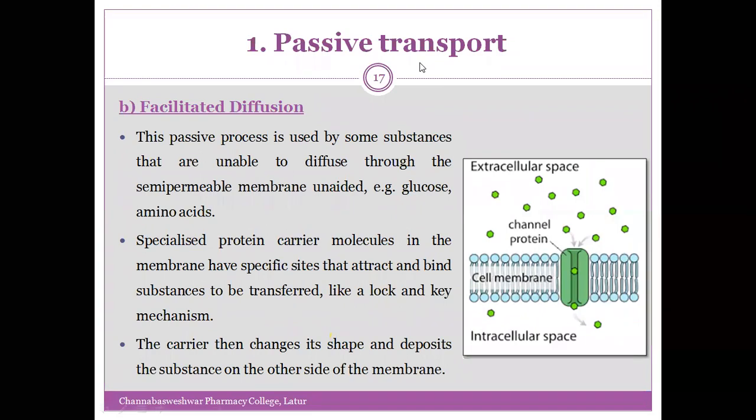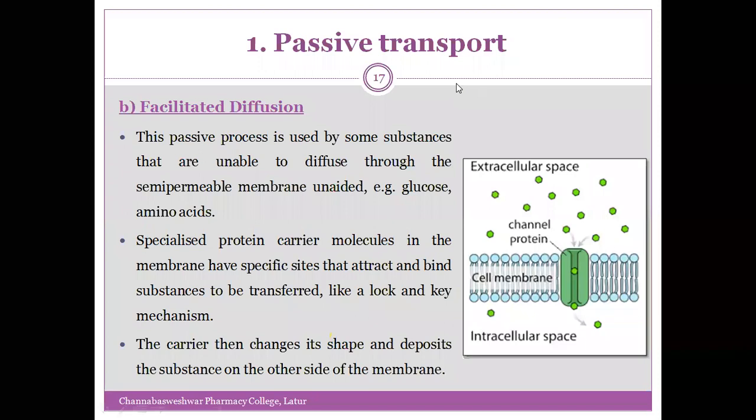Again, the substances are transported from higher concentration to lower concentration, for example glucose and amino acids. In the plasma membrane or cell membrane, specialized protein carrier molecules have specific sites that attract and bind substances to be transferred, like a lock and key mechanism. The proteins embedded in the plasma membrane have a channel-like structure. The substances bind to that protein, and the protein transports the substance inside the cell, from higher to lower concentration.